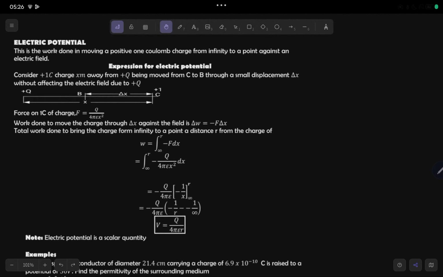Welcome to our last episode of Electrostatics, and it might be a little bit longer than the rest. And in this episode, we are looking at electric potential.